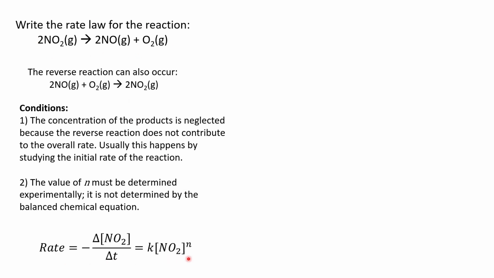And here it is. So overall, my rate, of course, is just going to be my change in concentration of my nitrogen dioxide over my change in time. Now, notice again, there's a negative here because we're talking about a change of a reactant. This part of the rate law is where N comes in. So let's talk about all of the different parts of this expression for a rate law.